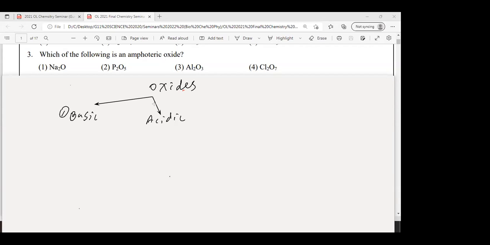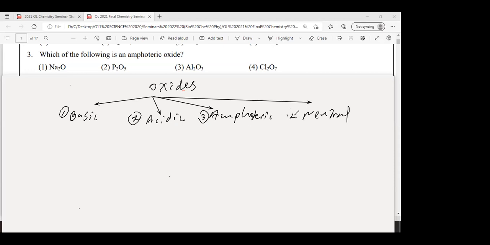Some oxides are amphoteric. And the 4th type, neutral oxides. Number 1, basic oxide; number 2, acidic oxide; number 3, amphoteric; number 4, neutral oxides. Basic oxide, this is the short method.